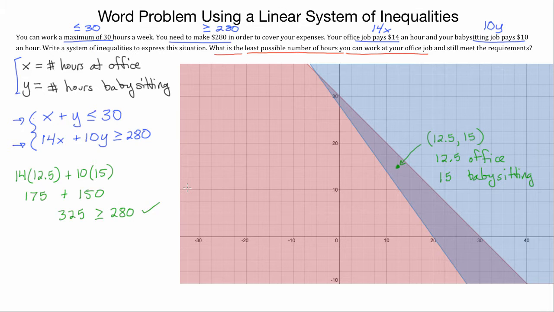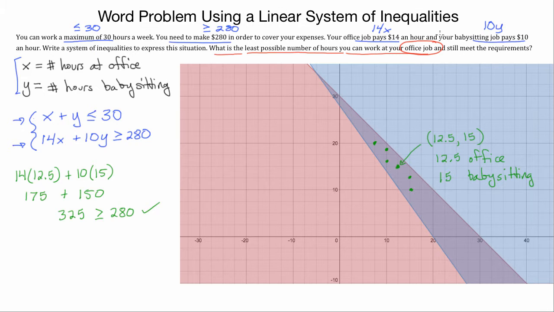All right, so I'm feeling good. We just checked it out. That is a possible solution. And any point in this region, you can see there's an infinite number of combinations of hours, are all possible solutions. But now let's go back. In this particular question, I was asked to find what is the least possible number of hours you can work at your office job and still meet the requirements.